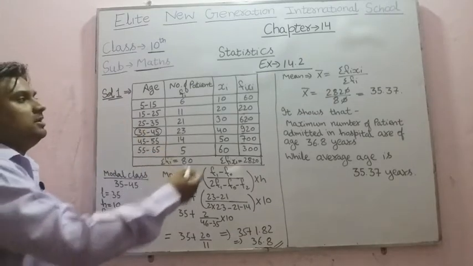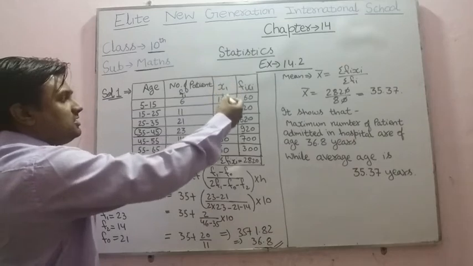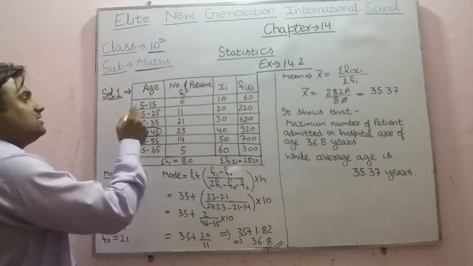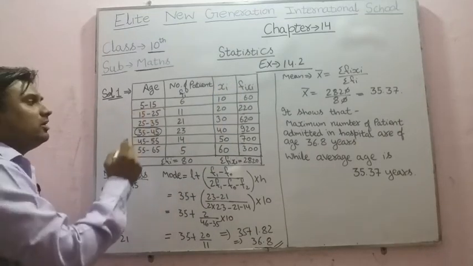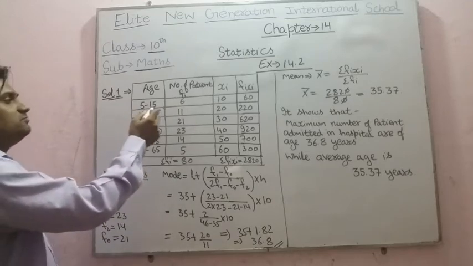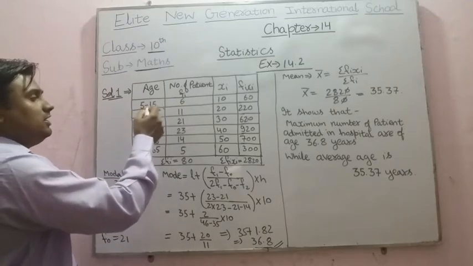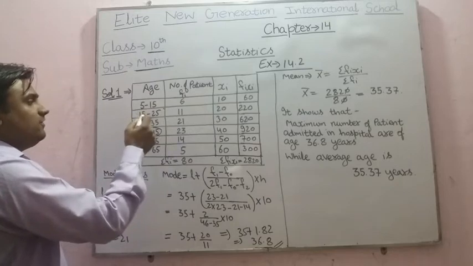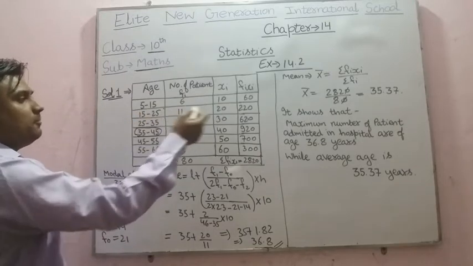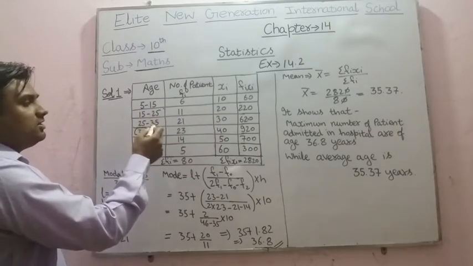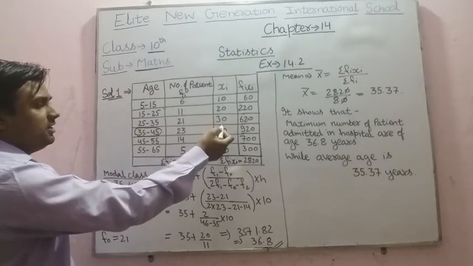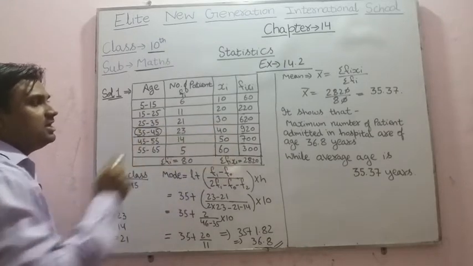For finding the mean in this table, we have to make this xi. So xi is the sum of the upper limit and lower limit divided by 2. So 5 plus 15 is 20, 20 upon 2 is 10; 15 plus 25 is 40, 40 upon 2 is 20; 25 plus 35 is 60, 60 upon 2 is 30. Similarly, it is 40, 50 and 60.